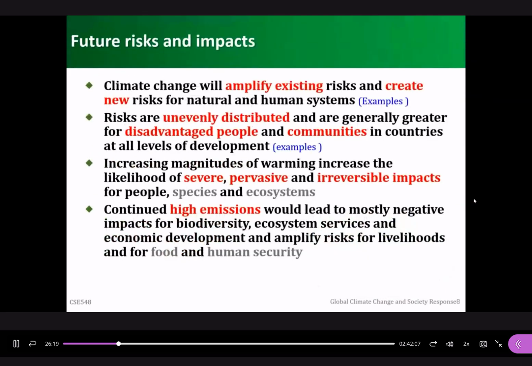Here is about the future risks and impacts of climate change. First, climate change will amplify existing risks and create new risks. Amplifying existing risks refers to extreme weather events, because even without global warming, we experience extreme weather events. But because of global warming, we will have more extreme weather events in the future. This is the amplifying, and it also creates new risks for our systems.